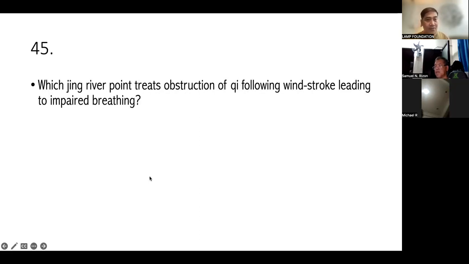Let's call on Ma'am Joy from Baguio. Ma'am Joy. Hi, Doc. Yes, kaya-kaya to. Good evening po. We will treat obstruction of the chi following wind stroke leading to impaired breathing. Well, what's your answer? Remember, you have to think of a point that will improve the chi flow. Diba sinabi natin, metal point, right?